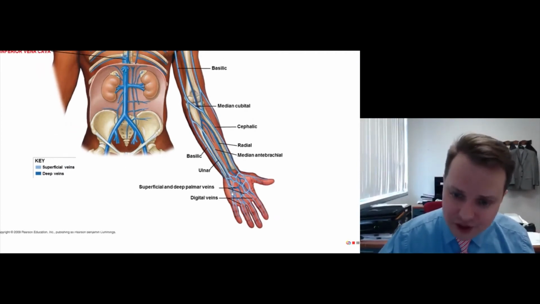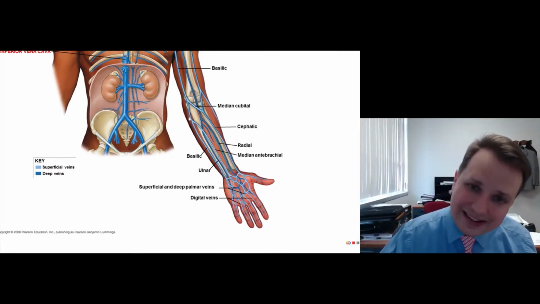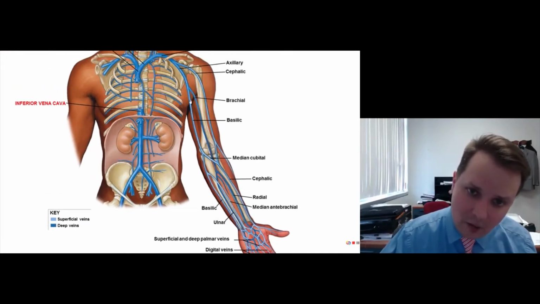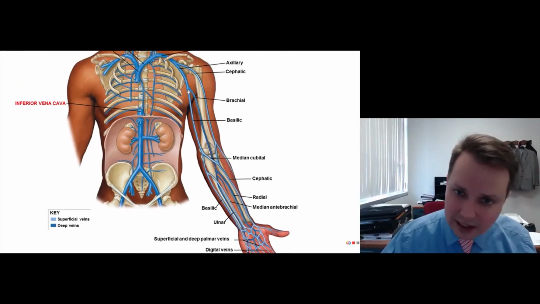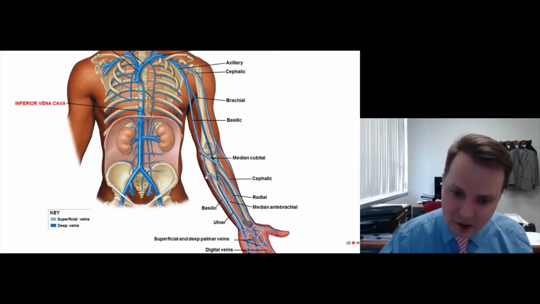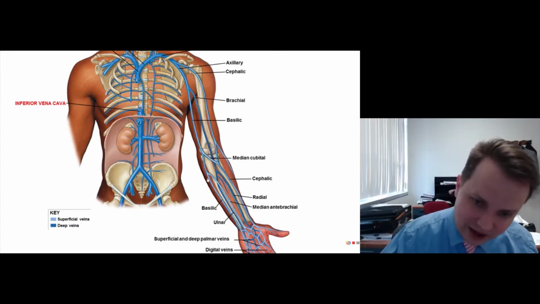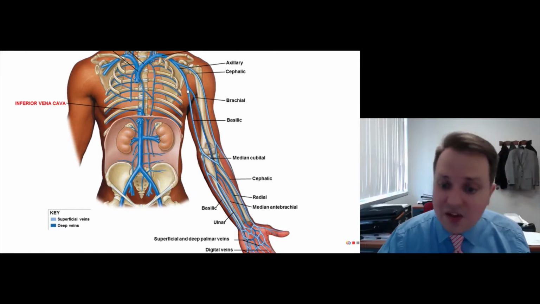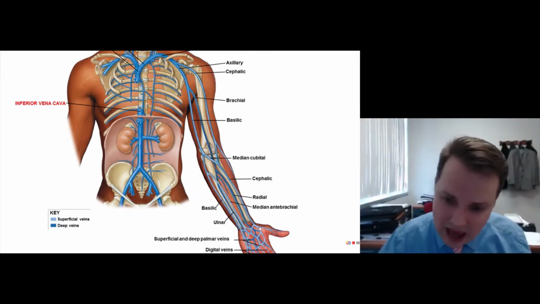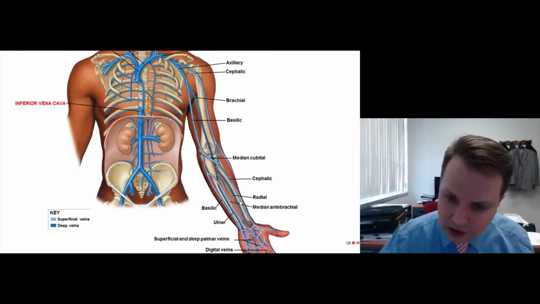So if we come from superficial, we're actually going to see on the medial side the basilic vein going all the way up to here, basilic. Basilic's going to be closer to your base because it's on the medial side closest to your base. Then you're going to see a cephalic vein closer to your head. It goes up all the way to here and stops.